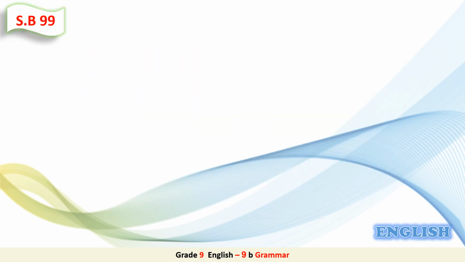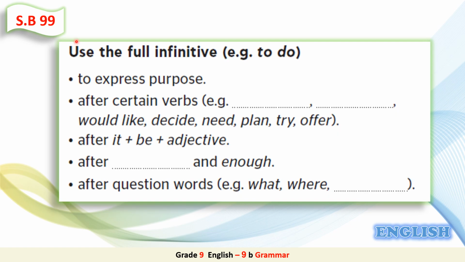After having read the previous examples, now let's complete the rule. Use the full infinitive, for example, to do. First, to express purpose, like I go to school to learn. Here we are expressing purpose. 2. After certain verbs, for example, here we have would like, decide, need, plan, try, and offer. What other verbs can we use? Excellent. Want and forget. So all of these verbs are followed by full infinitive.